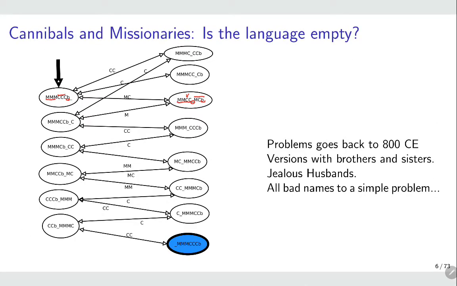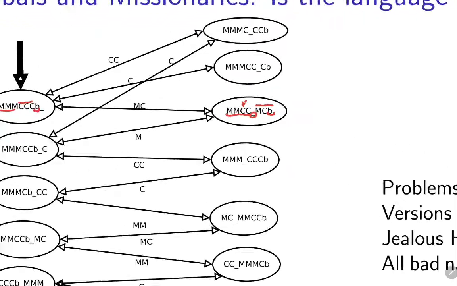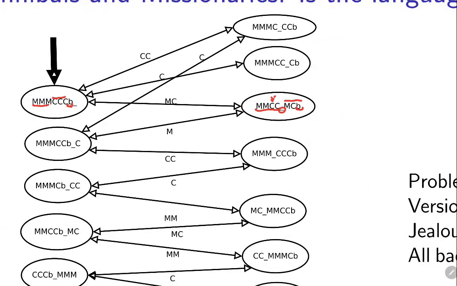Okay, so now let's model it as a directed graph. In fact, it doesn't have to be a directed graph because it can be undirected. You put an edge between two states, two configurations, if there is a way to move from one state to the other by putting certain people in the boat, right?